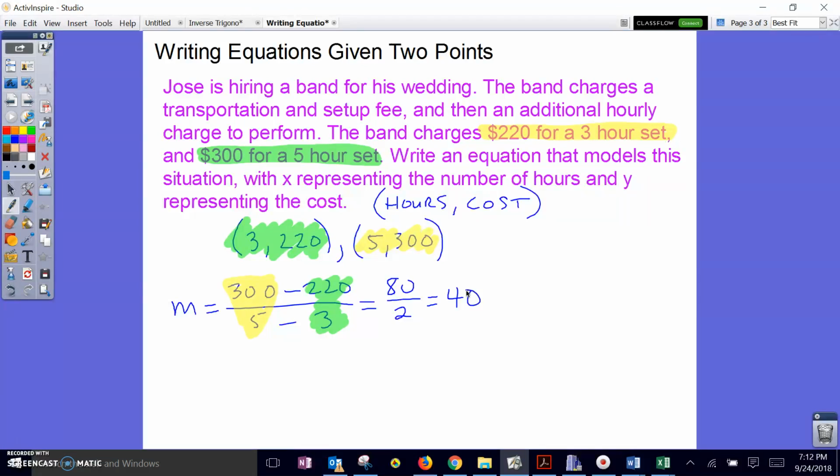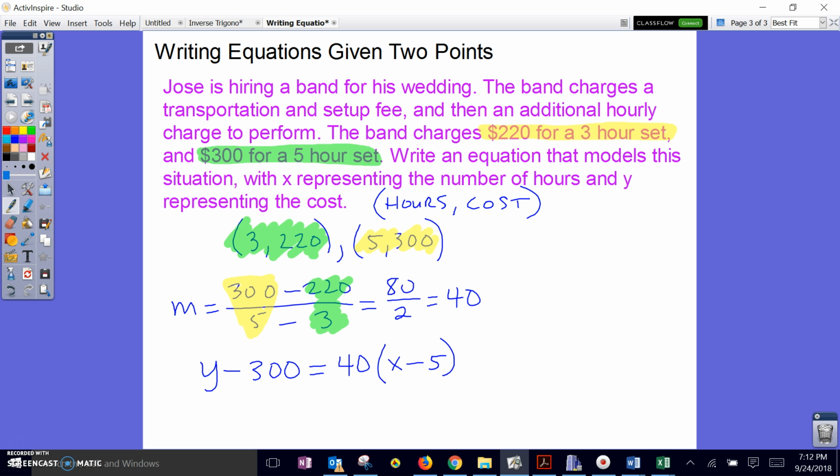And now I need to pick one of these 2 points and write an equation. I'll pick the second point, the yellow highlighted one. So I've got y minus 300. And again, there was no real decision-making process there. I just randomly picked one of the 2 points. You could just as well have picked the other one. Equals 40 times the quantity x minus 5.